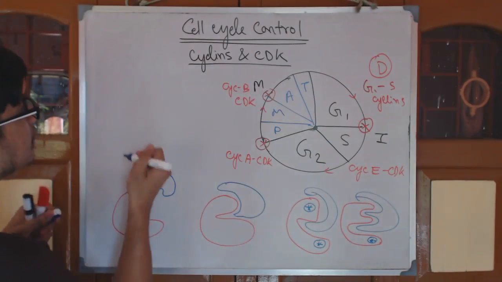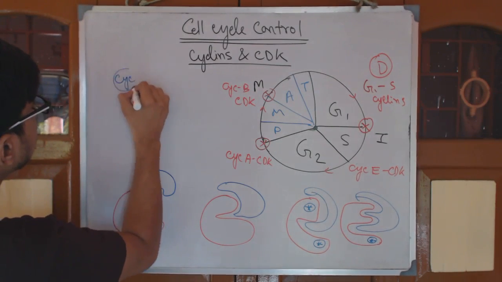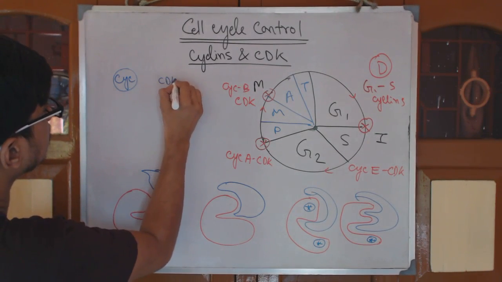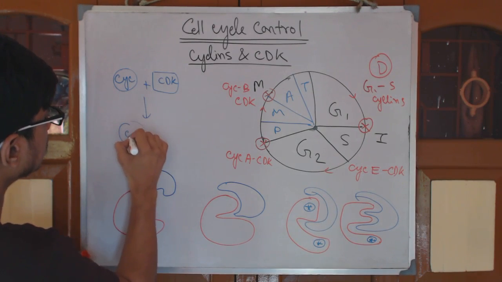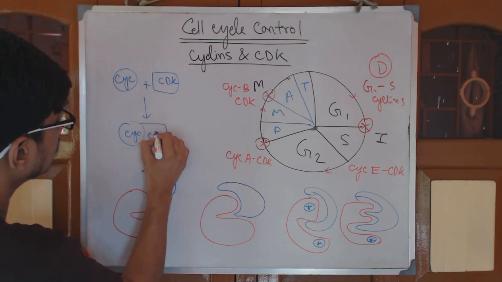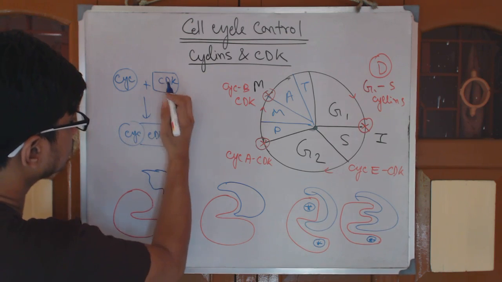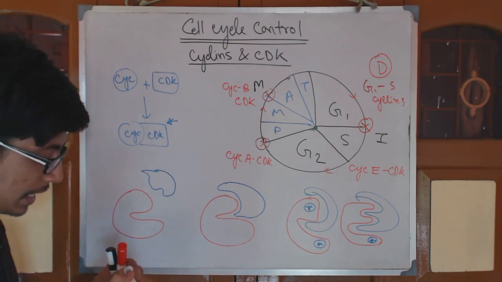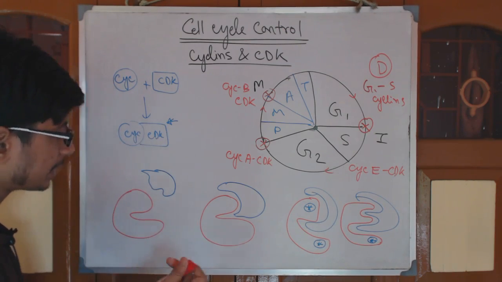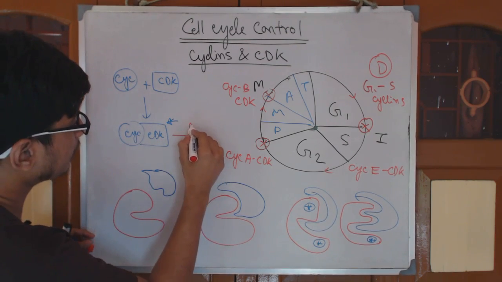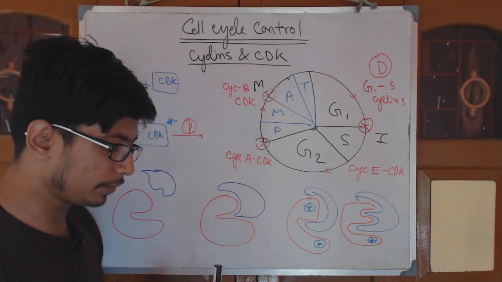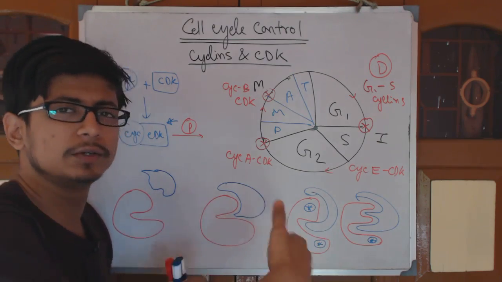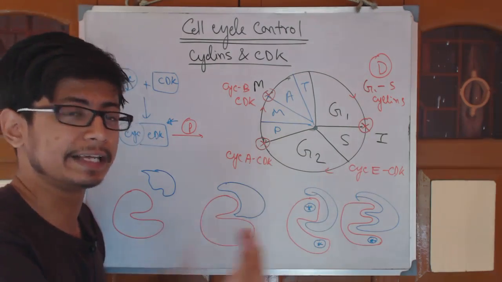So remember, this general scheme will be cyclin and CDK. Now let's say CDK is inactive. Once they pair with each other, it becomes active. Now this active cyclin CDK complex can go and phosphorylate any other protein, and that phosphorylated protein will phosphorylate some other stuff, and then the cellular progression will take place to the next level.